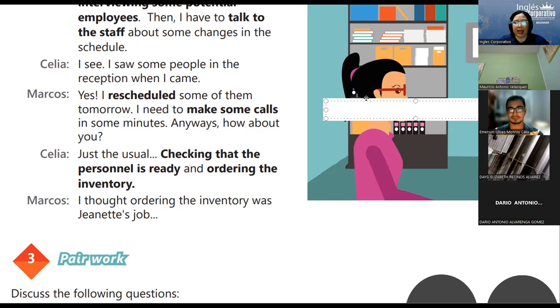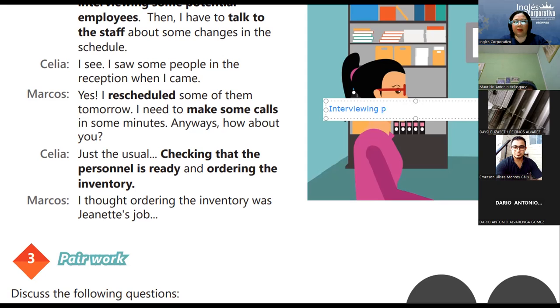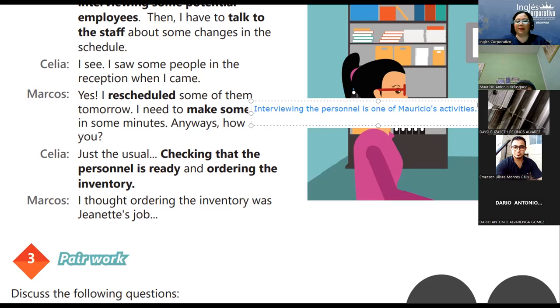Hagamos las oraciones entonces. Interviewing the personnel is one of Mauricio's activities or responsibilities, right? A ver, vamos a ver de todos los que mencionamos ahorita. A ver, una oración similar. Daisy's responsibility is to check the inventory. Okay.